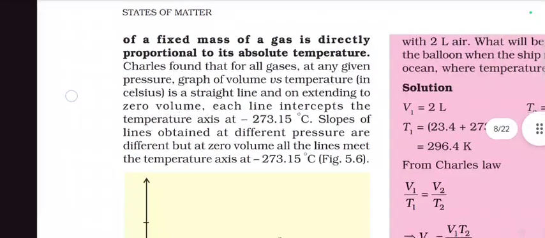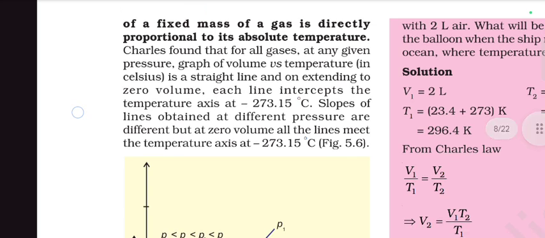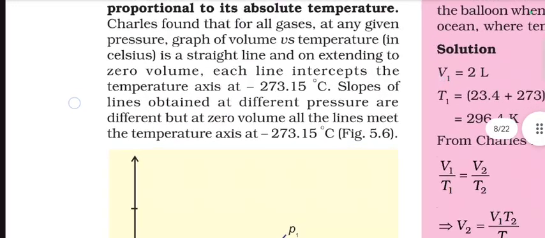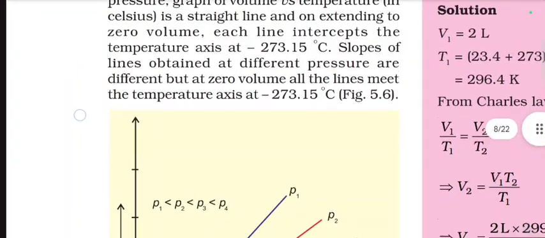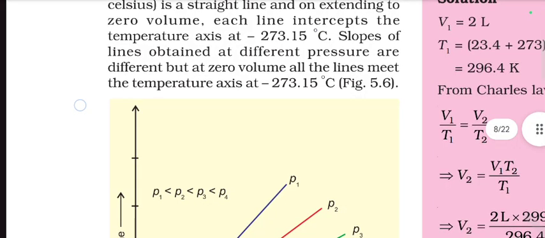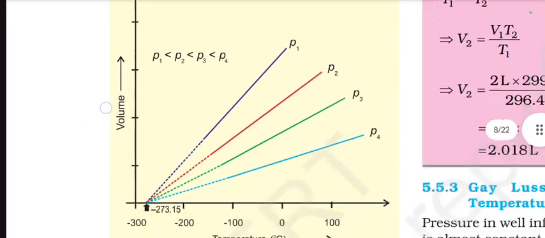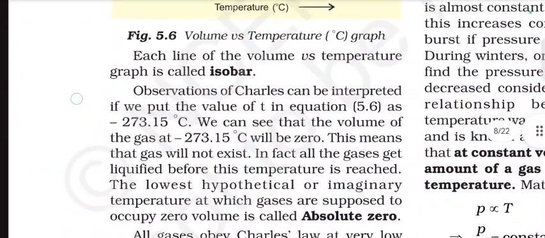Charles found that for all gases at any given pressure, the graph of volume versus temperature in Celsius is a straight line, and on extending to zero volume, each line intercepts the temperature axis at minus 273.15 degrees Celsius. Slopes of lines obtained at different pressures are different, but at zero volume all the lines meet the temperature axis at minus 273.15 degrees Celsius. Figure 5.6. Each line of the volume versus temperature graph is called an isobar.